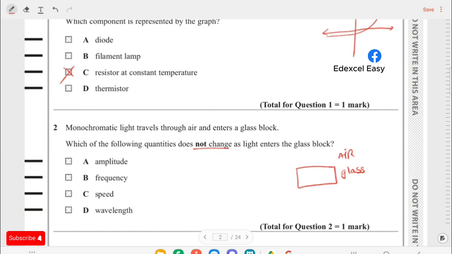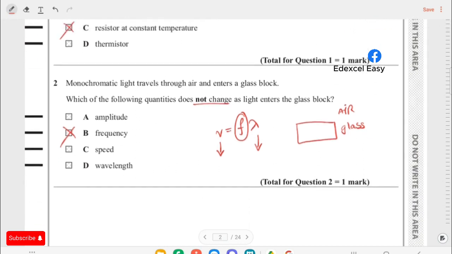The only wave property that doesn't change during refraction is its frequency. The frequency always stays constant. So if you write the equation v = fλ, frequency is constant, and if velocity decreases, wavelength also decreases, as they are directly proportional according to the equation. So option B is the correct answer over here. I hope question 2 was clear.